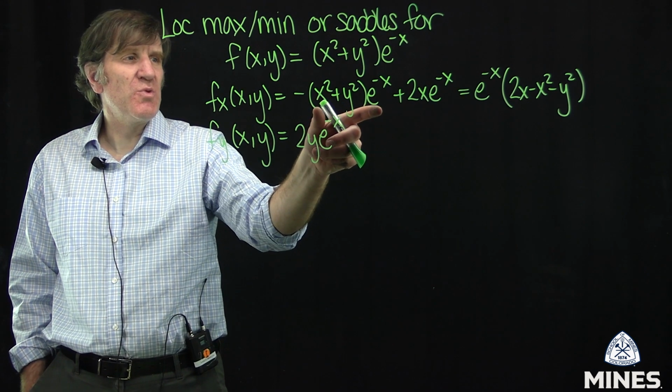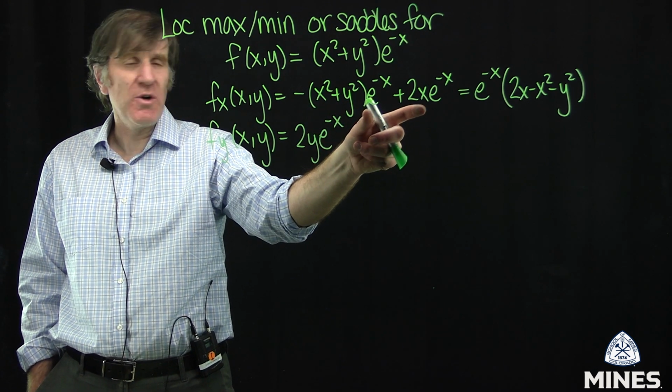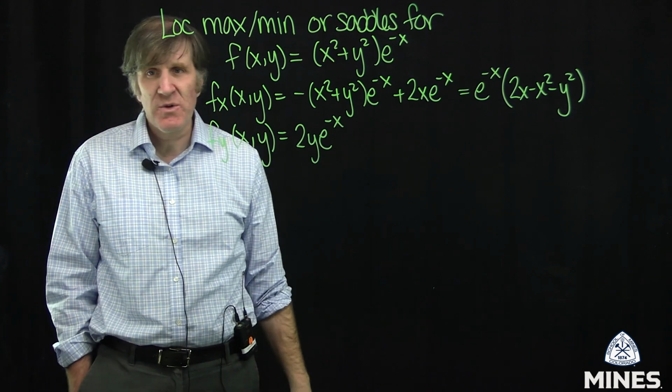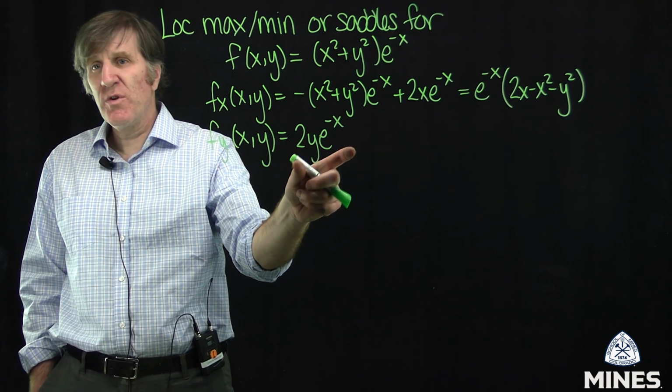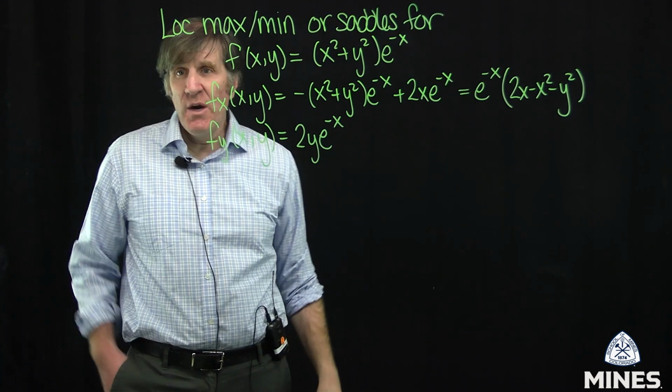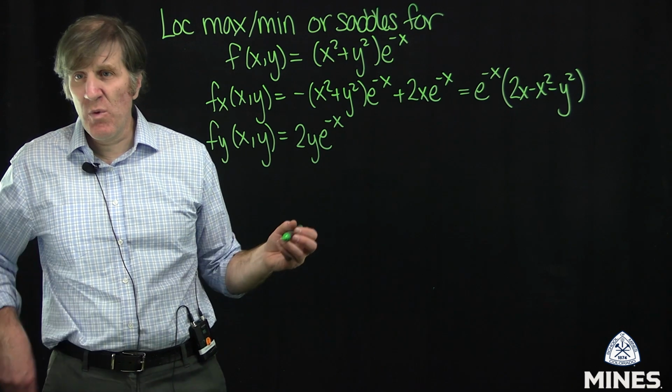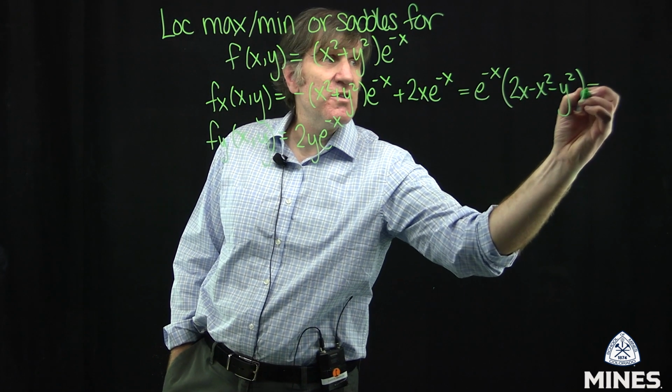There's a product rule for the x derivative, so there are a couple of terms that happen because of it. There's no product rule required for the y derivative, so that is simpler. Now we have these derivatives. The first thing we want to do with them is set these equal to 0.